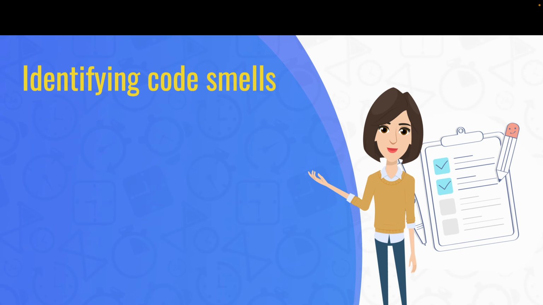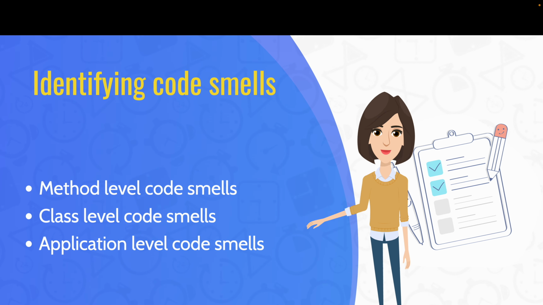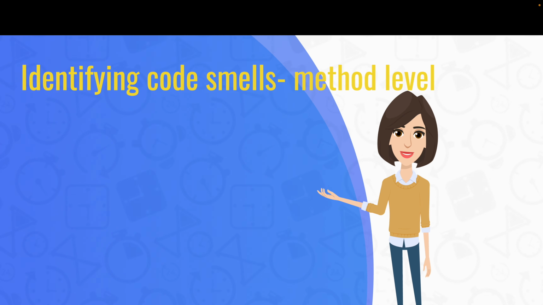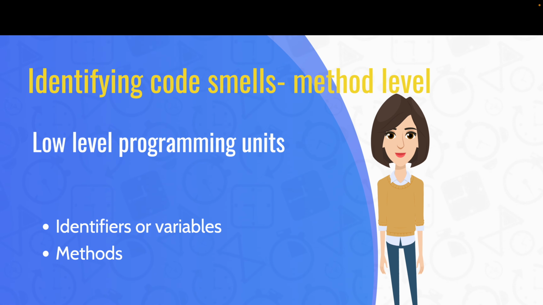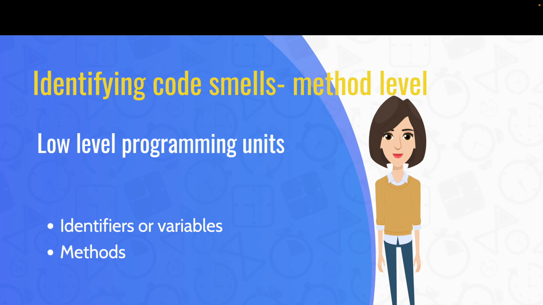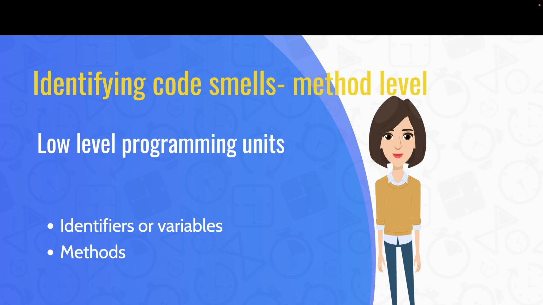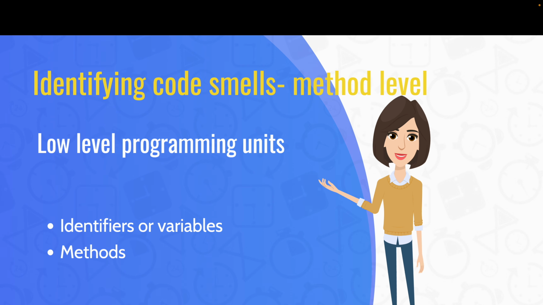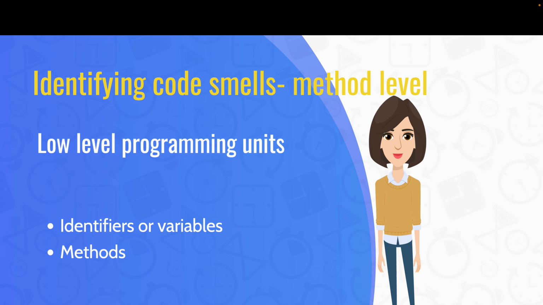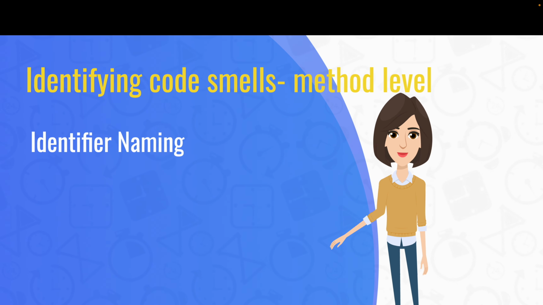Identifying code smells. Code smells can be found at any of these levels. That is, method level, class level, or application level in your software. Method level code smells are concerned with smaller units of a program. Namely, they are identifiers or variables and methods. The problem in these areas arises mainly from naming conventions and excessive or bloated content, which luckily can be easily identified and fixed. Let's first see identifiers or variables.